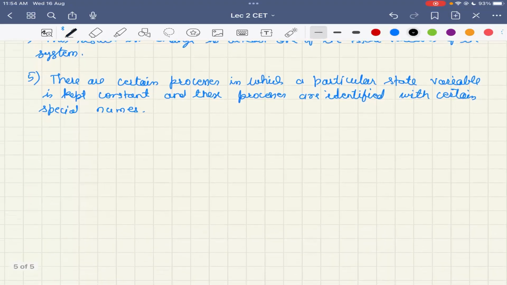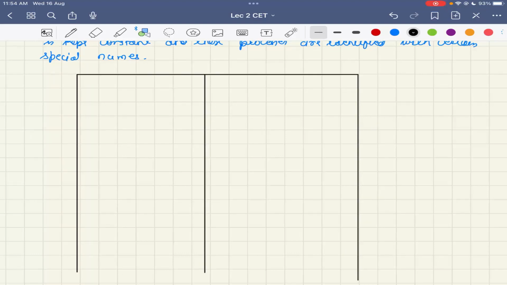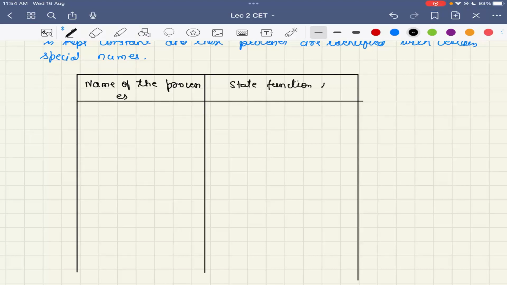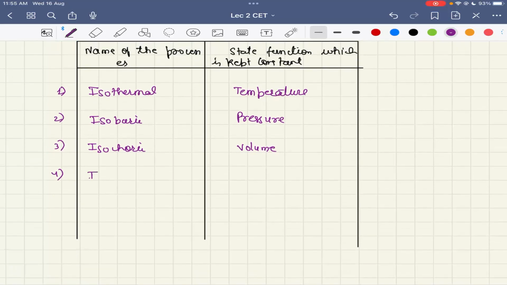So what we are going to do is we are going to make a table. It's going to be name of the process and state function which is kept constant. Okay, so the first one is isothermal process. Here the temperature is kept constant. Number 2 is isobaric process in which the pressure is kept constant. Number 3 is isochoric process. Here volume is kept constant. Then the fourth one is isenthalpic process.